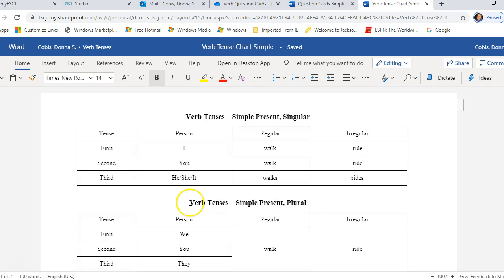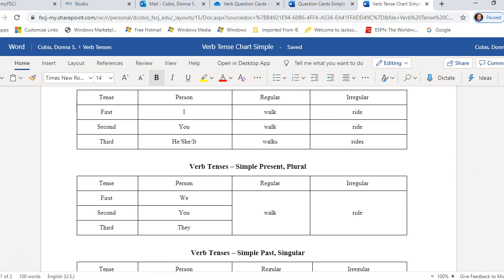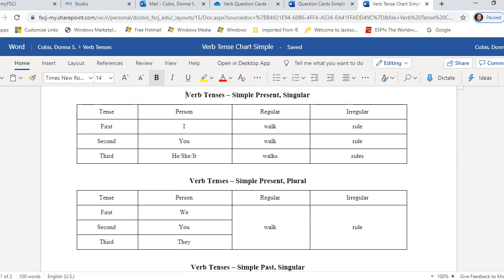Okay. And so for the simple present plural, it's much easier now because my verb tense will always just be the base form of the verb. So for all of the tenses, we walk, you walk, they walk. So what we have here in this column called person, these are pronouns. Remember, these are pronouns, and these are all subject pronouns.